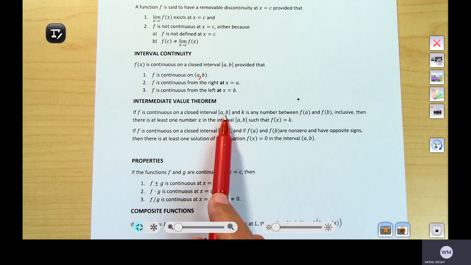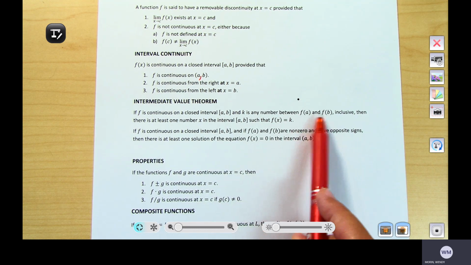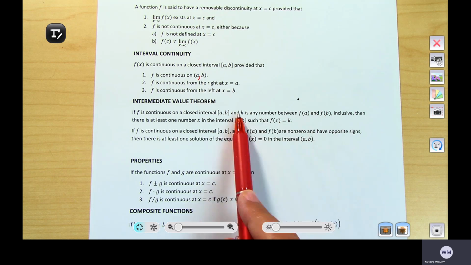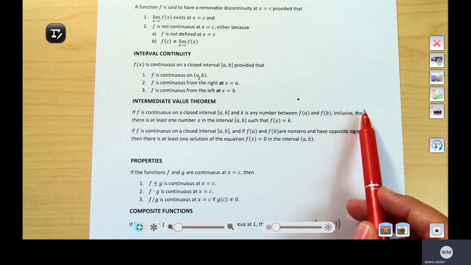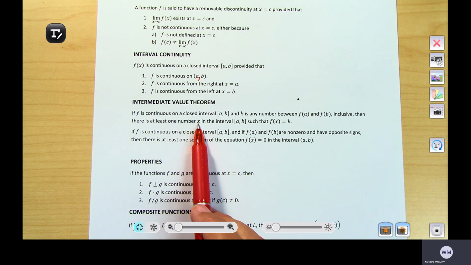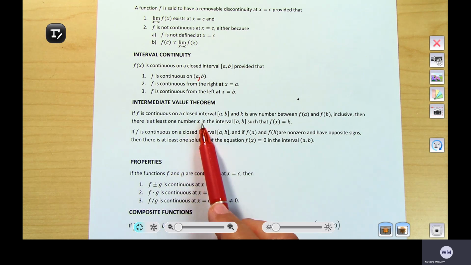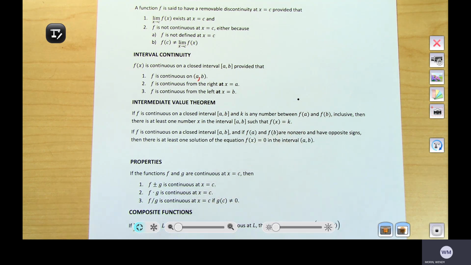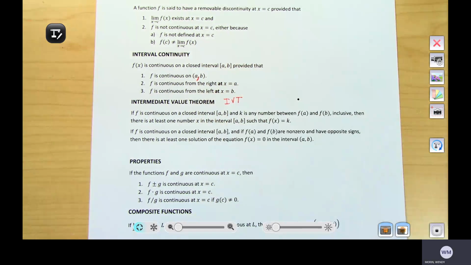If f is continuous on a closed interval, A to B, k is any number between these two y values, so to speak. Okay, it's inclusive. So if this is 9 and this is 6, then k has to be somewhere between 9 and 6. Okay, so there's at least one number, x, such that f of x is equal to k. There's some x value in the interval from A to B whose y value would fall in between 9 and 6. It's kind of common sense. Don't overthink it. We call this IVT, and it does come up quite a bit, so you do need to know that.